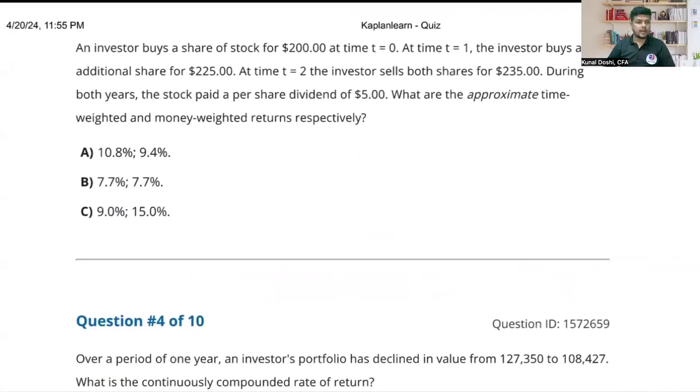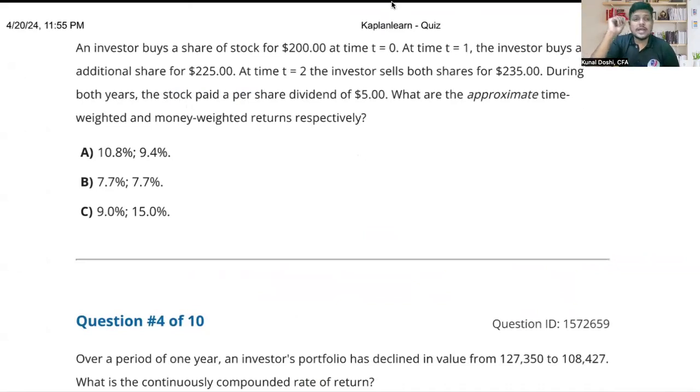Okay, let's go to the third one. Now, what is important? These might sound like very simple questions. What I want you all to focus on is that sometimes students get confused about what the question is asking exactly.